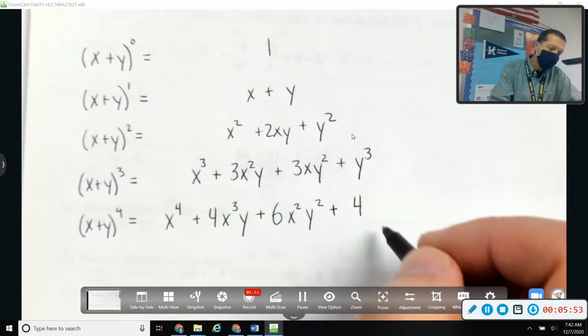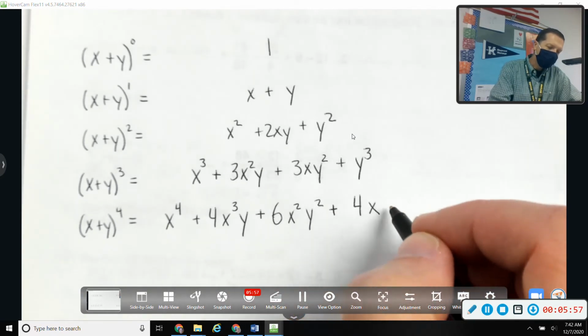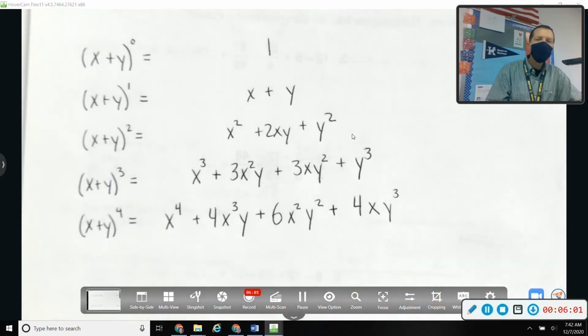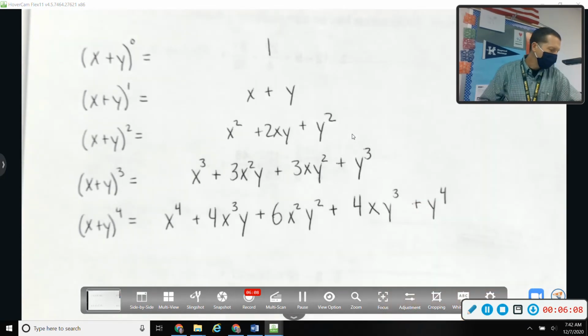So the 4 is back. The x's are continuing to go down, so 4x. The y's are going up, y cubed. And then you know what the last term is going to be: y to the 4th.